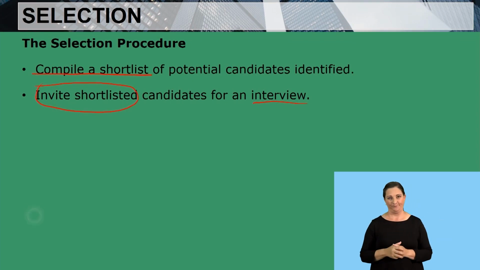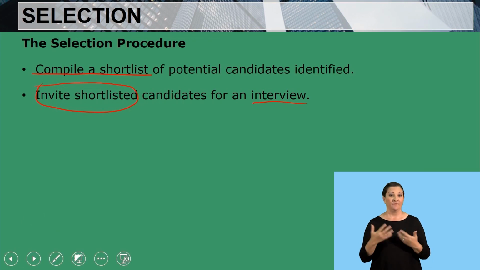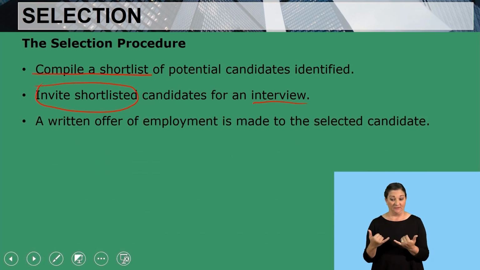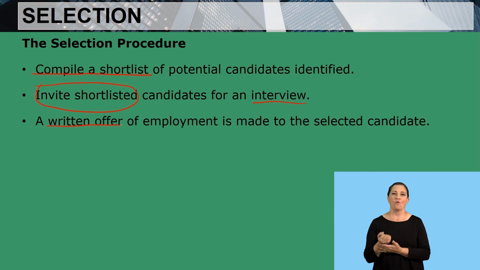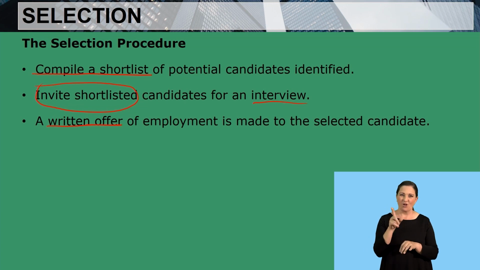You then compile a short list where you are going to invite these shortlisted candidates for the actual interview. And then once you are done, you need to give a written offer of employment to the selected candidate. So after interviewing those 5, you will find the most suitable candidate, and then you need to offer them employment in writing.